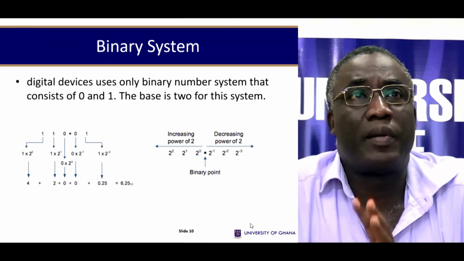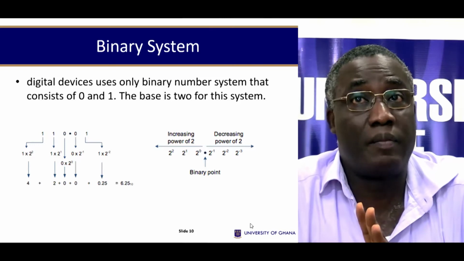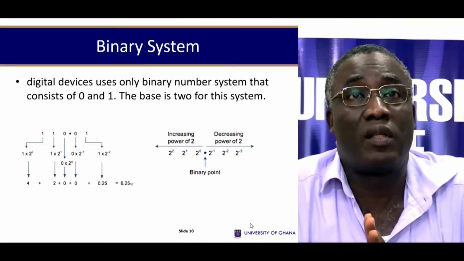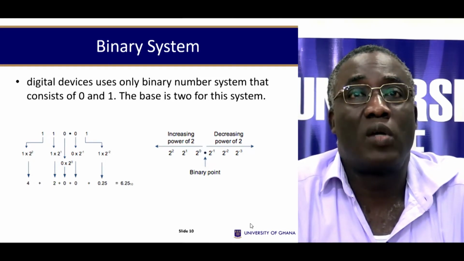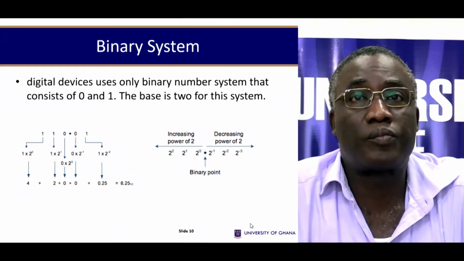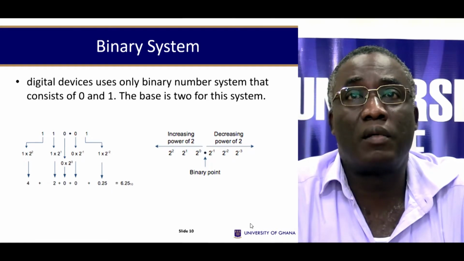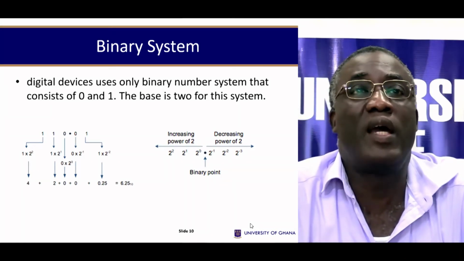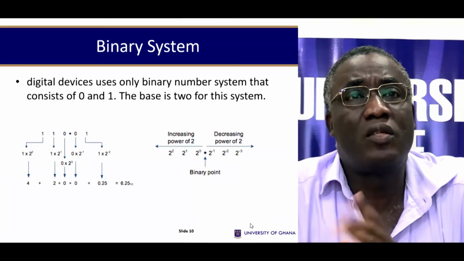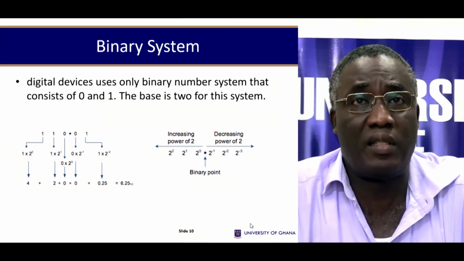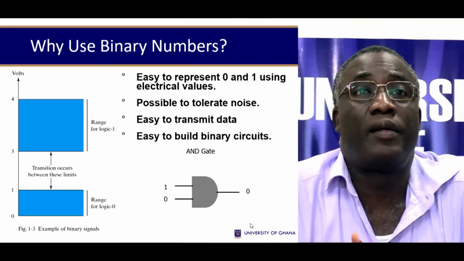So, to recap, digital devices will only use the binary number system, which consists of zeros and ones. The base is 2 for this system, right? So you have a binary point, and you have decreasing powers of 2 and increasing powers of 2. This is a concept that you need to fully appreciate if you are to go further.